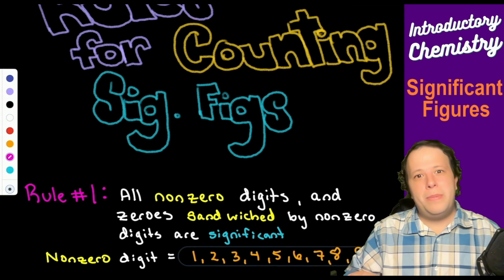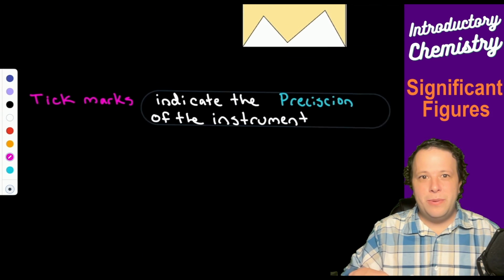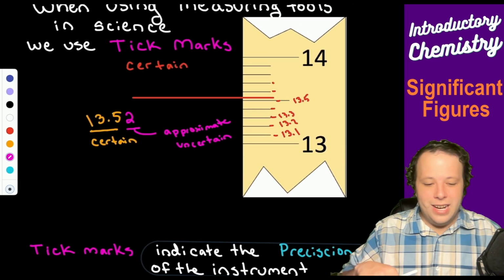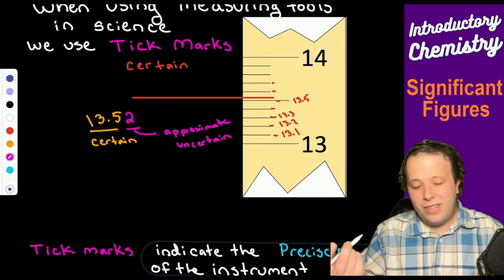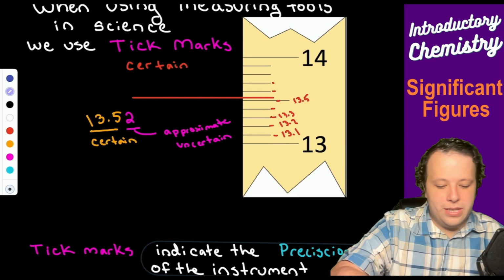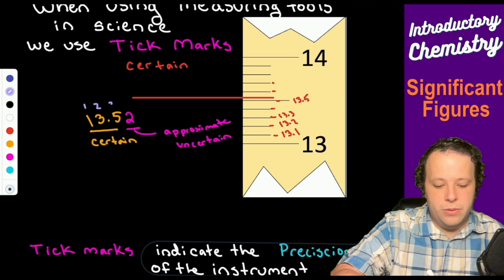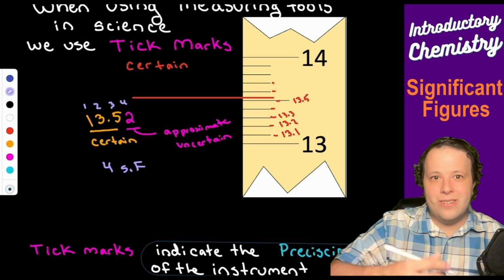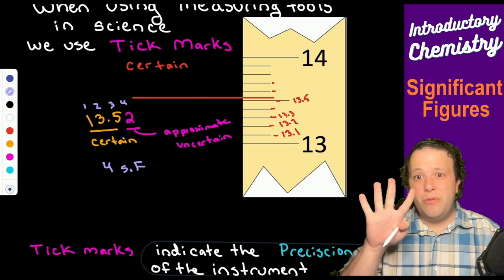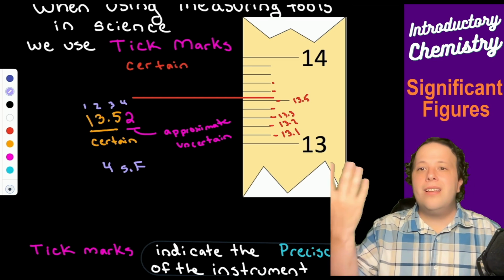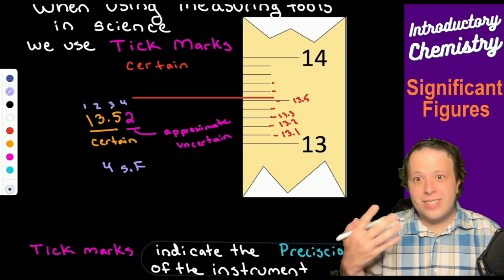So if we go up to that measurement we took, being that all non-zero digits are significant, what this tells you is that we have 1, 2, 3, 4 significant figures in our measurement. So we have 4 total sig figs. Let's look at more examples and try to make this a little clearer.